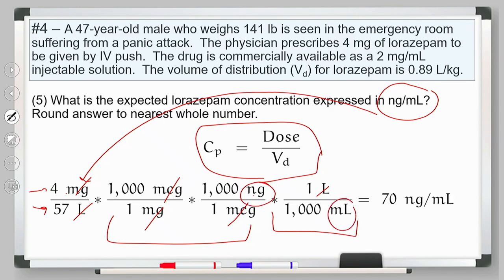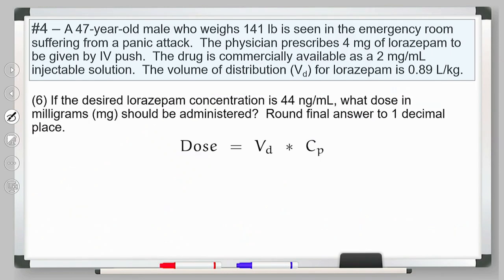Okay? So if I give you that formula, and you know they were given 4 milligrams, and you calculated a volume of distribution of 57 liters, could you come up with 70 nanograms per milliliter as that concentration? That's the challenge that I'll put to you on a test, all right? You need to be able to come up, okay, here's my dose. That's what I just calculated for Vd, and now I'm going to convert those units to the units that I need to get to. All right?